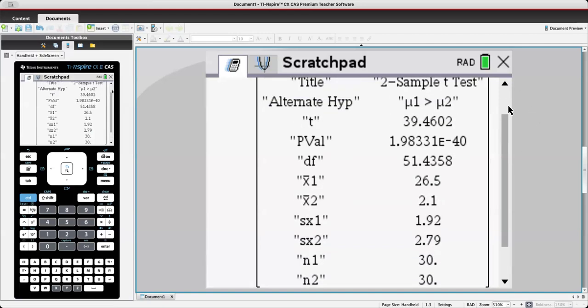Here's what I want you to do. Raise your right hand, please. And repeat after me. I do solemnly swear that I will not make a careless, and forgive me for saying this, but stupid mistake of writing down a p-value of 1.98.